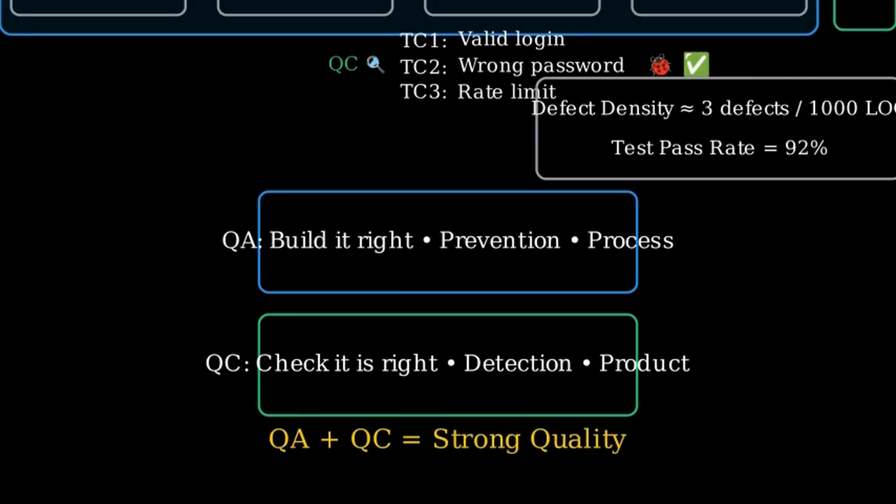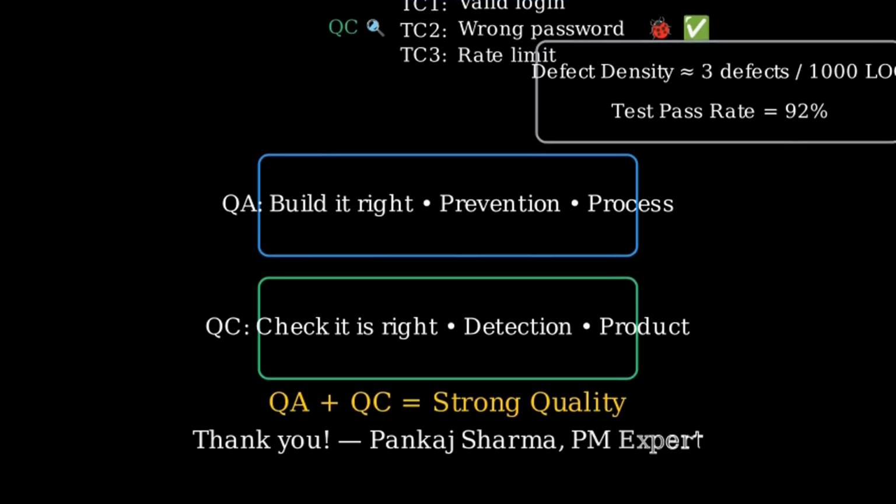To wrap up, QA builds it right by preventing defects through strong processes. QC checks it is right by detecting defects through testing and inspection. They complement each other. Good organizations use both, with QA guiding how work is done and QC checking what is produced.